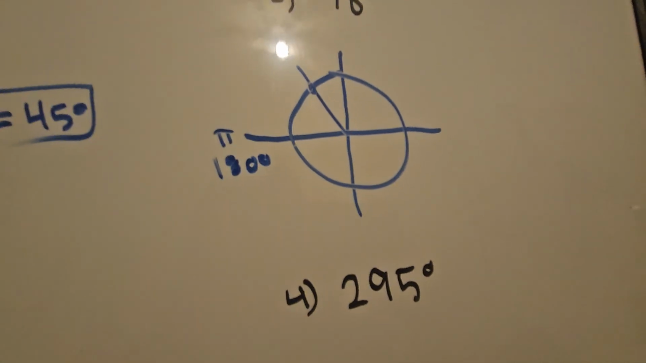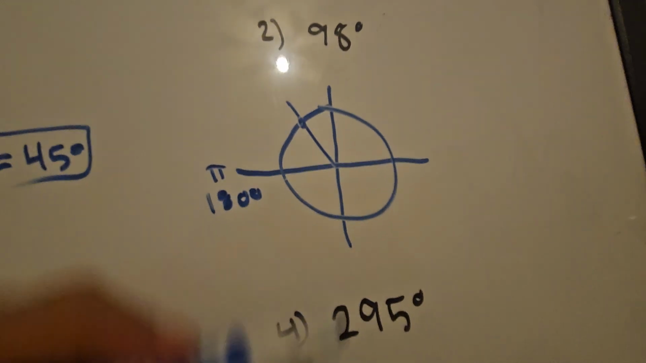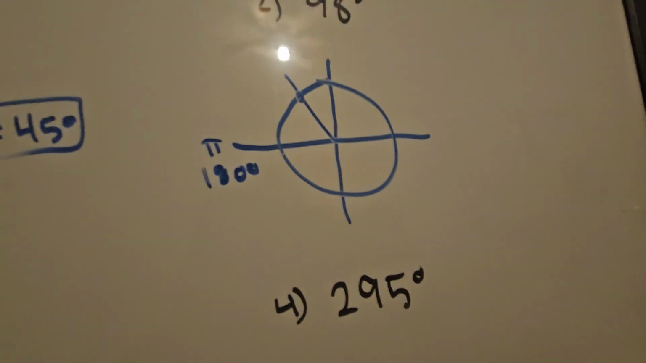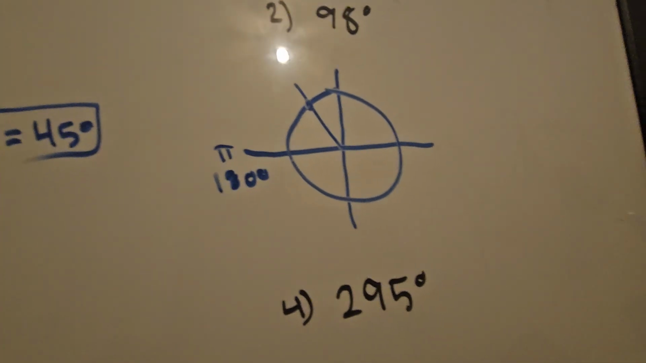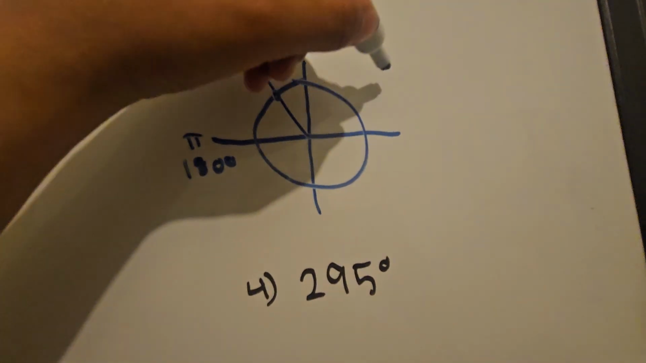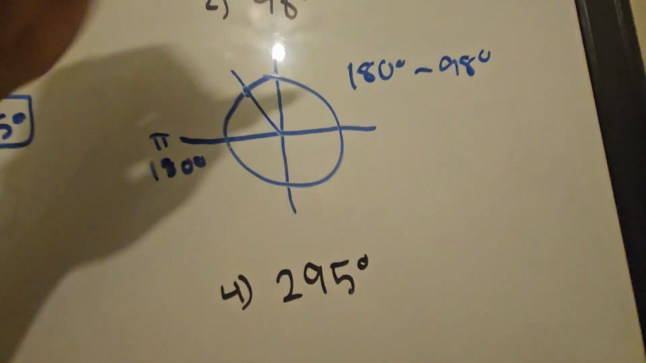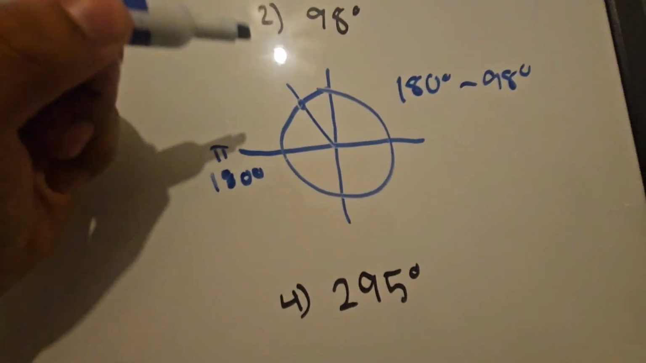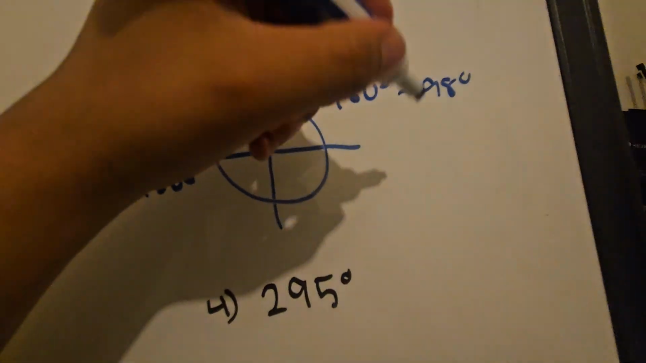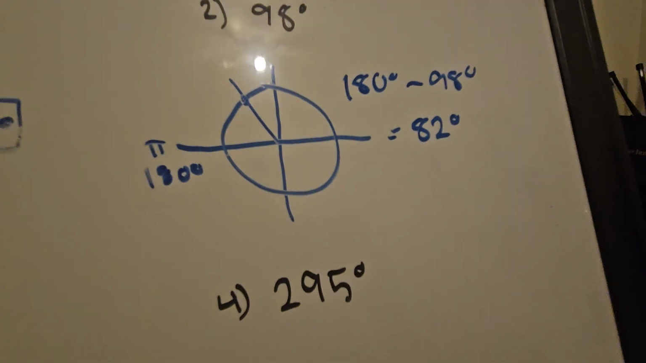Right, 180 degrees. So if you want to find the reference angle for 98 degrees, you want the angle to be in the first quadrant, because right now it's in the second quadrant, and you have 180 degrees. What do you want to do? Basically, you just want to subtract 98 from 180. So subtract 98 from 180, and that will get you. Hold on, let me get my calculator. Alright, so that should give you 82 degrees.